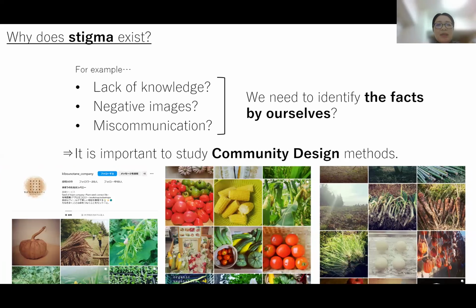We have to think about why stigma exists. For example, lack of knowledge, negative image, or miscommunication. So we need to identify the facts by ourselves, and it is important to study community design methods. If you join our class, our seminar, you can learn how to protect against, how to decrease, and how to make stigma disappear using community design methods.